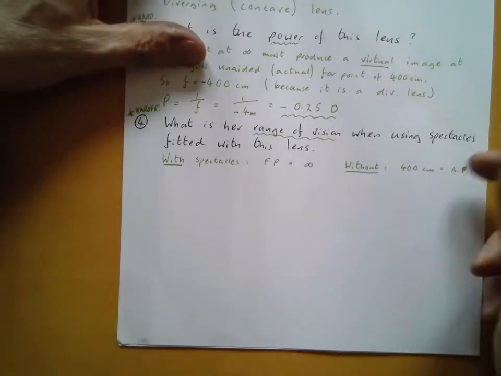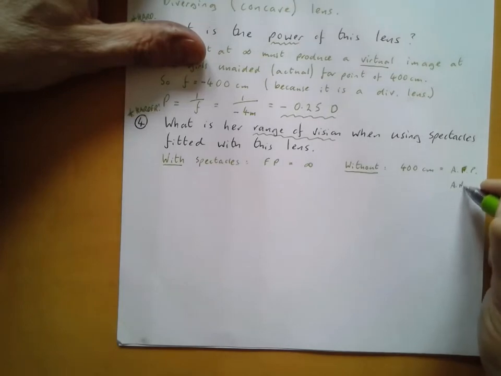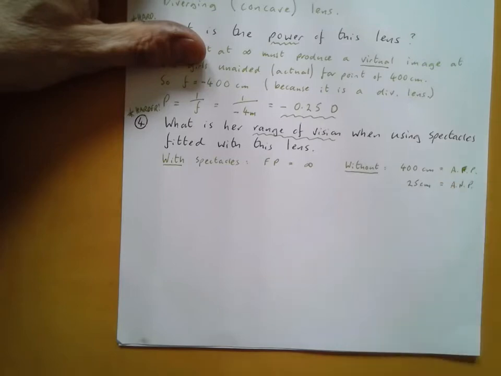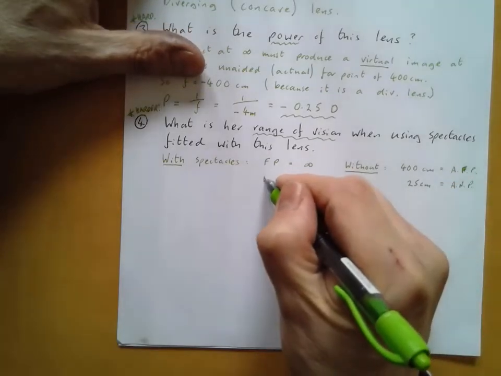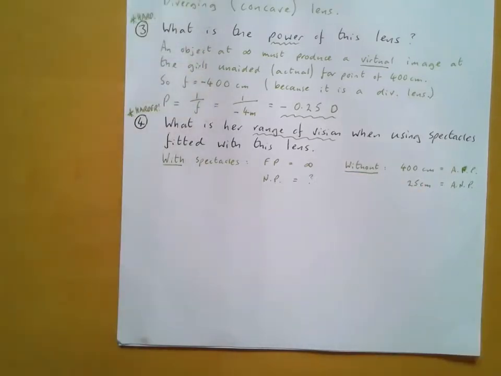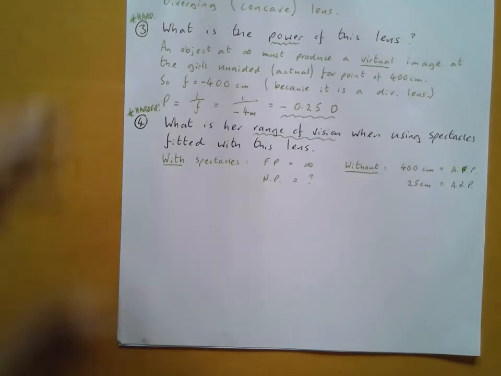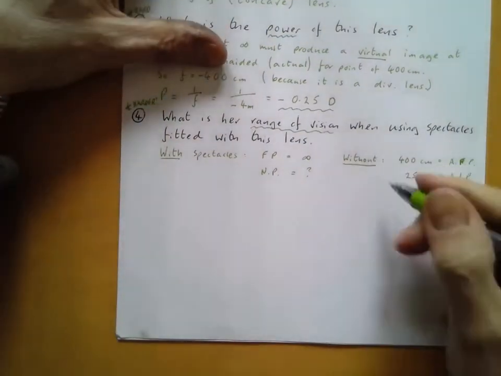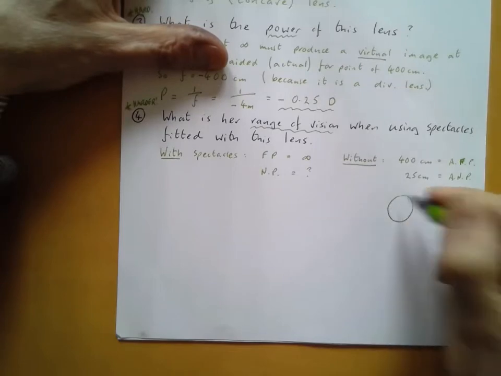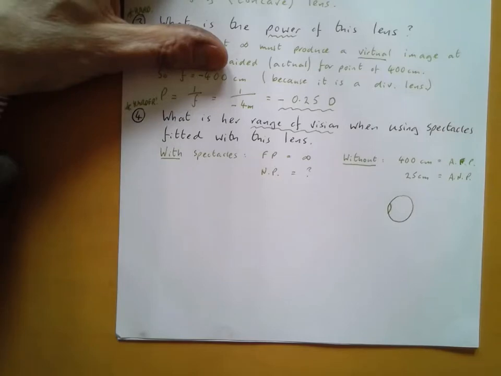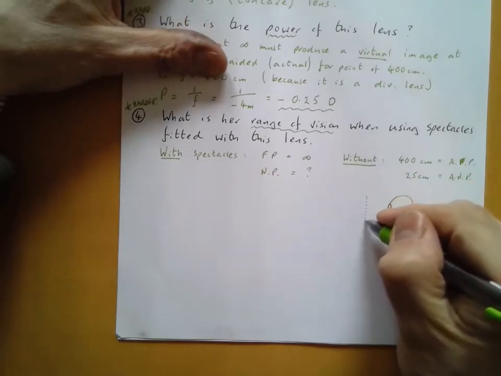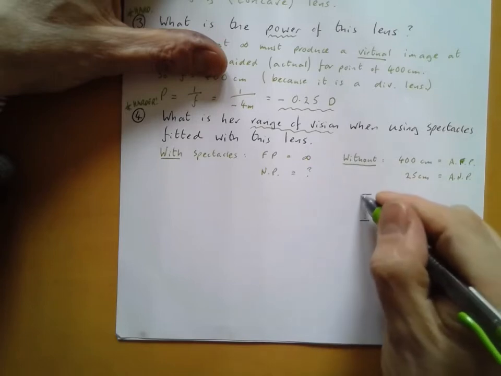Now, without the glasses, her actual near point was normal. It was 25 centimeters. But when she's got the glasses on, how does that change her near point? What does it become? Okay. Well, I think it helps to sketch the situation here. So if we do the little eyeball drawing, there's her eye, and there's the eye lens. If we fit her with her glasses, here is the diverging lens.